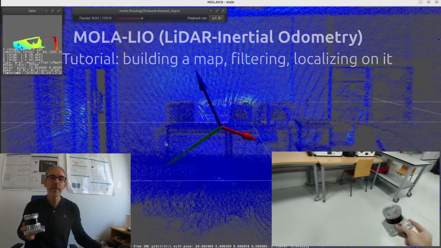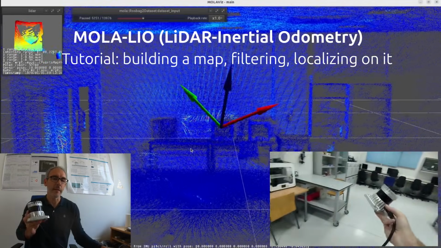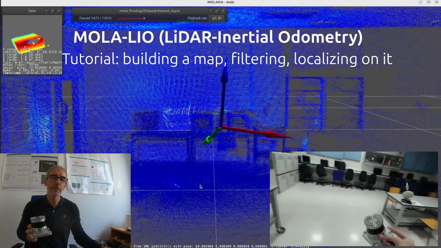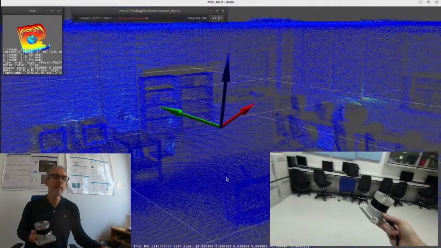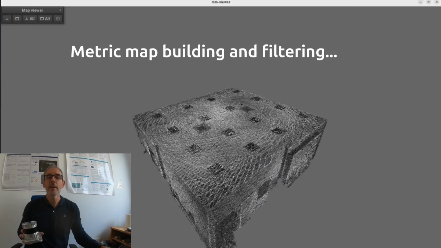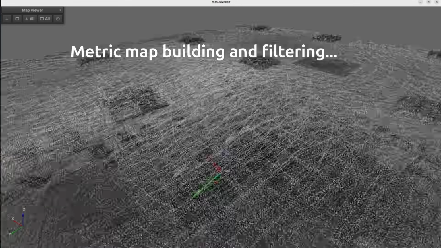Hi, today we will see how to use a LiDAR scanner like this to build a 3D map using the Mola framework. Then we will see how to edit the map and finally how to localize into a previously built map.